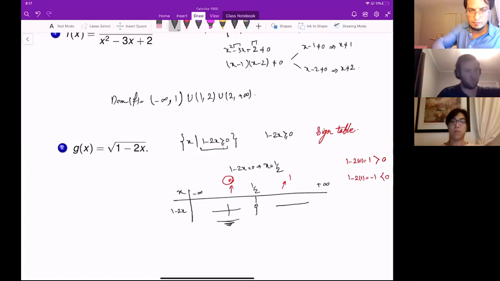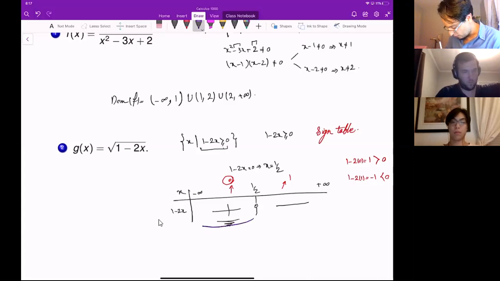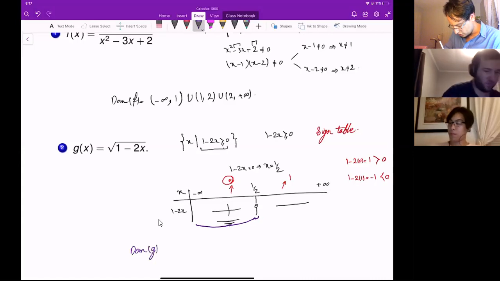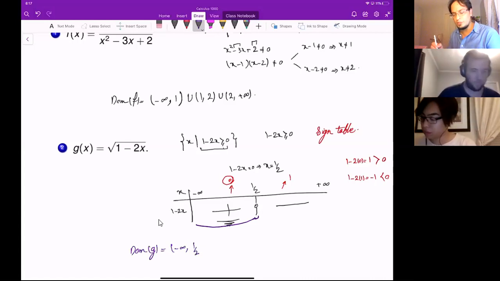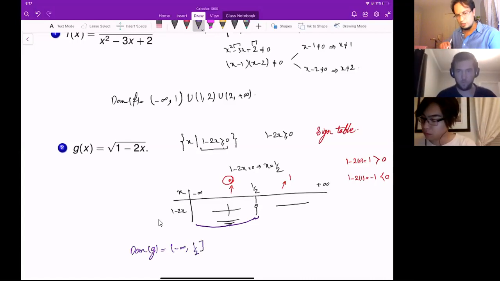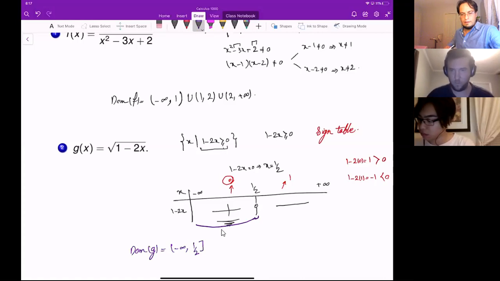Now, we can go ahead and see, okay, I'm interested in the positive part, but it can be 0, so I will include that one. So that means that the domain of this function g is minus infinity up to half. Do I include 1 over 2? Yes, we do.